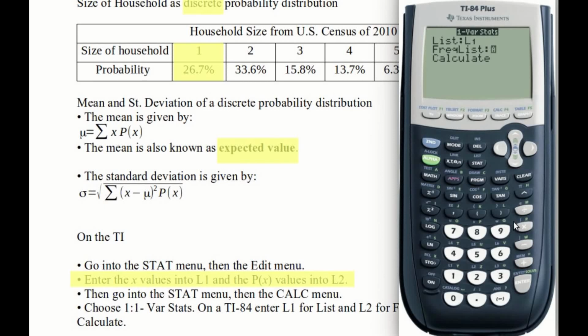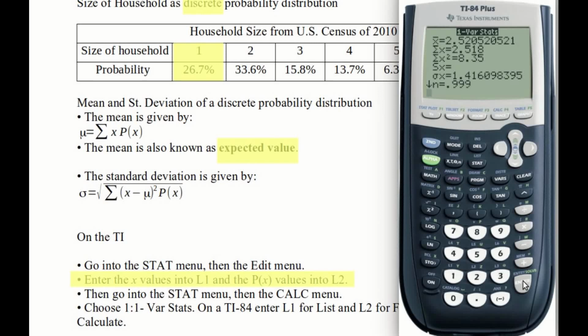So I arrowed down to get opposite that question. Now I want to get list 2. So look at your calculator and look right above the 2 on your calculator, and in blue you'll see L2. Blue means that I have to press the second key and then 2 to get L2. Then I'm going to enter to calculate, and it tells me everything I could possibly wish to know.